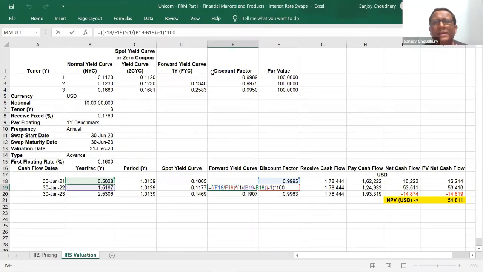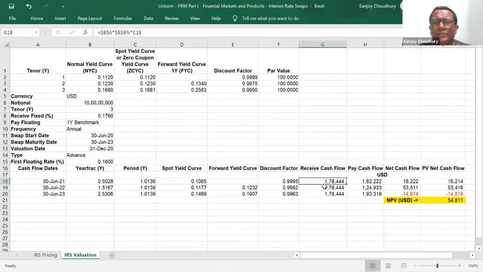Every day the yield curve changes, and every day these estimations will change, so every day my swap valuation also will change. This is the swap valuation as on 31st December 2020, because the yield curve is taken as of 31st December 2020. So the receive cash flows: receive is the fixed rate, which is 0.17600. This was the rate of interest arrived at the start of the swap, on 30th June 2020. So that rate holds good.